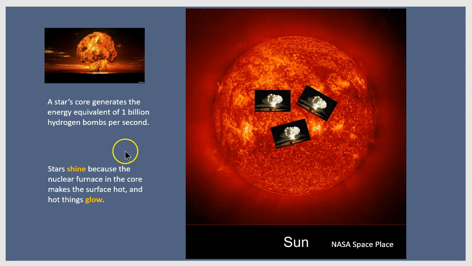So a star's core generates the energy equivalent of 1 billion hydrogen bombs per second. So what stars are doing in their cores is the same as what the hydrogen bomb does. It fuses hydrogen nuclei to form helium, and that releases energy. So stars shine because the nuclear furnace in the core makes the surface of the star hot, and hot things glow. So the surface of the star is more hydrogen gas here. But the idea is the nuclear fusion is generating lots of energy that is heating up the surface of the star, and hot things glow.